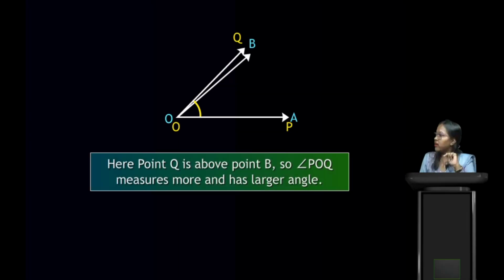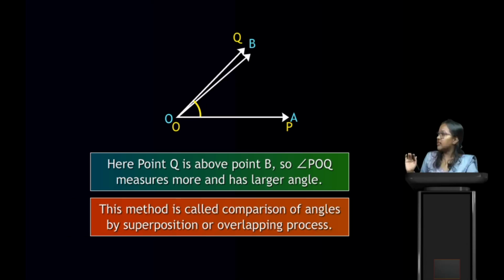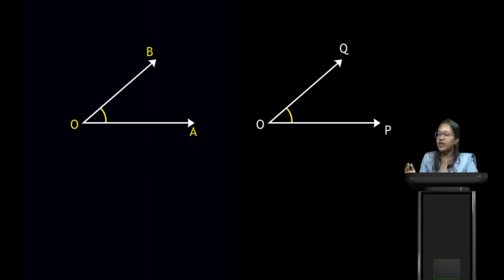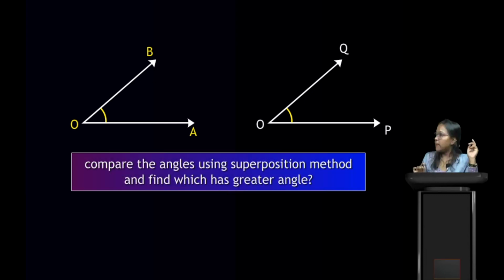Okay. So, hence point Q is above the point B. So, angle POQ measures more and is the larger angle, right? Okay. This method is called comparison of angles by superposition or overlapping process. So, what is the name of this process? This process is called superposition or overlapping process. Okay. So, next again you see, if I ask you without actual measurement, can you tell which angle is larger by the superposition method? Can you tell now?